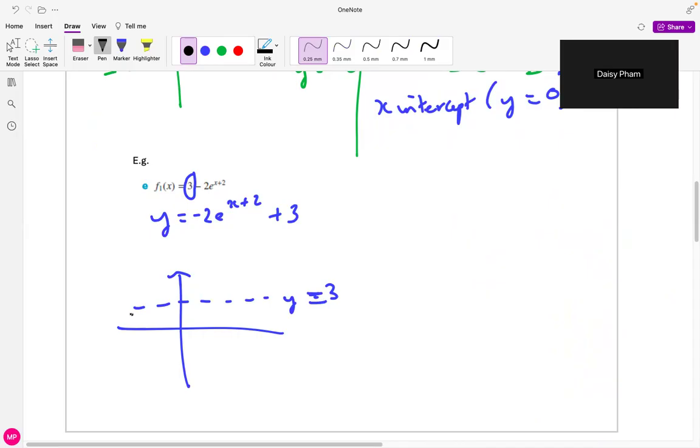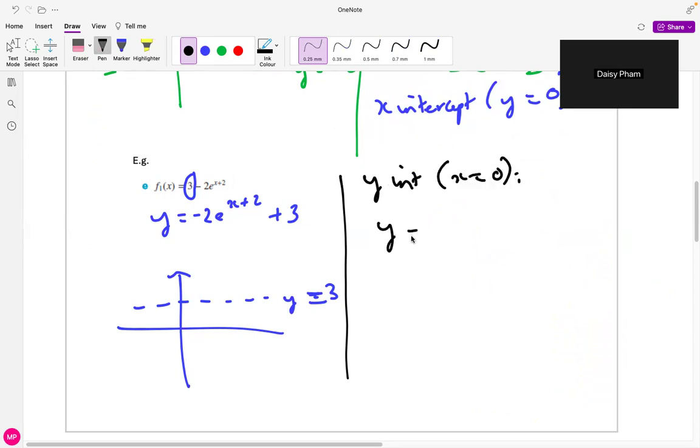So when it goes like this, it could go like this, or I don't know. So I'm going to find the x and the y intercepts again first. To find the y-intercept, I let x equal 0.